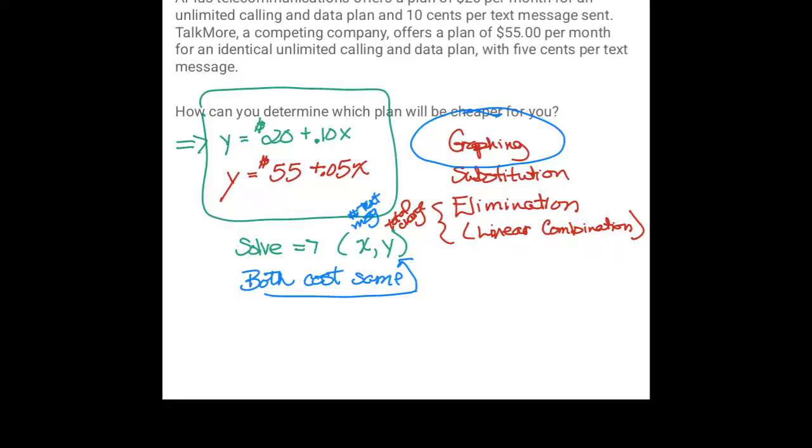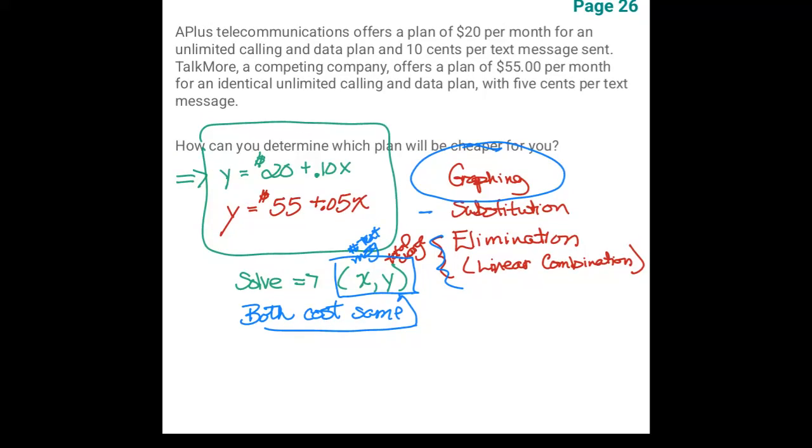Yes, a little. If it doesn't, you got to say something. This is your learning taking place here. If we solve by substitution or elimination linear combination, we would get a point like this. That point is going to tell us where they cost the same amount for the same number of text messages. That is not going to be helpful. So we are going to use graphing.